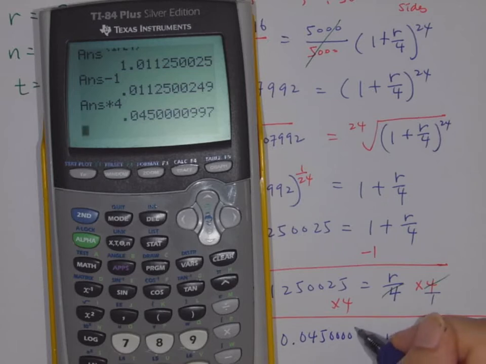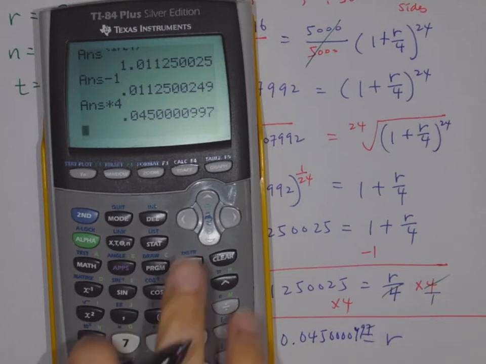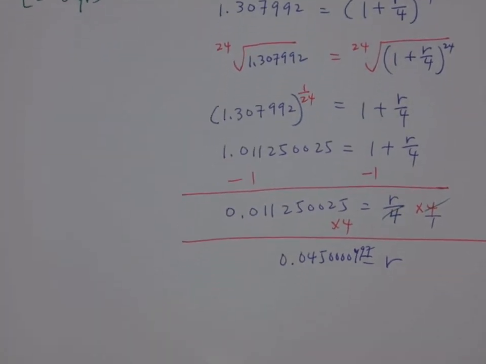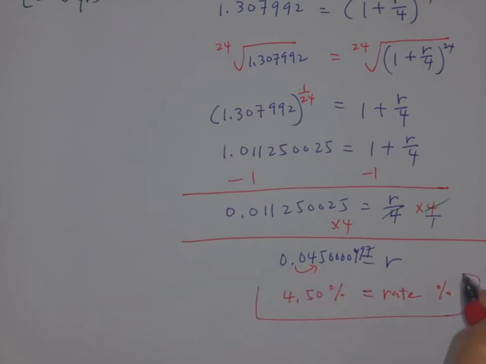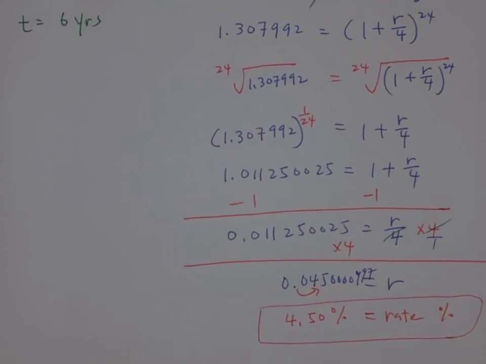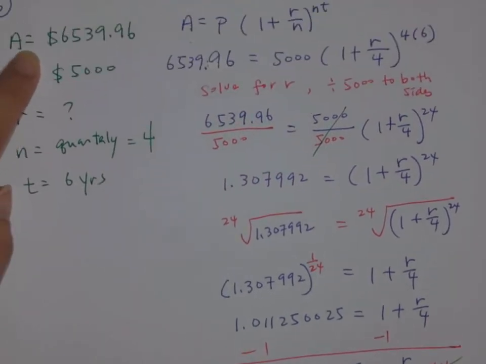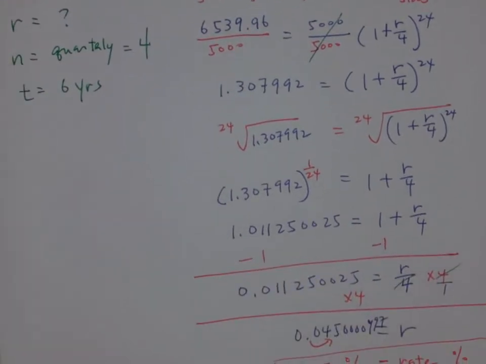So it's going to be 0.04500000 something 997. I don't really need that many places, but I should keep a few because r is a rate. For the rate of interest, I want it to be a percentage. To change the decimal number to a percent, we need to move 2 decimal places, right? So it will become 4.50%. That's the interest rate I'm going to need to get the money from $5,000 to $6,539.96 within 4 years if it's compounded quarterly.